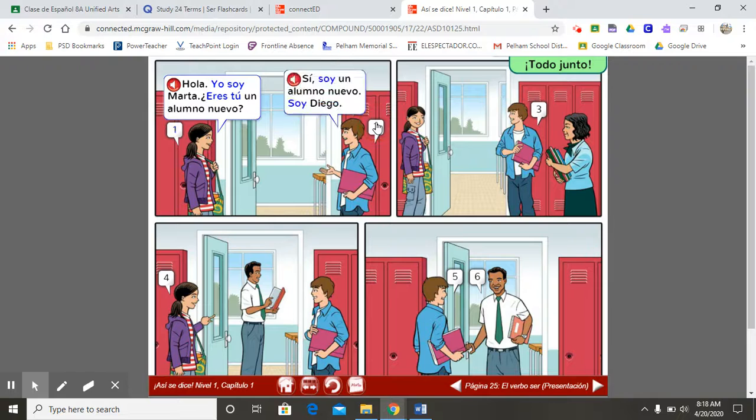Let's see what he says. Sí, soy un alumno nuevo. Soy Diego. All right. Here again, I want you to just read the paragraph, figure out what's going on.